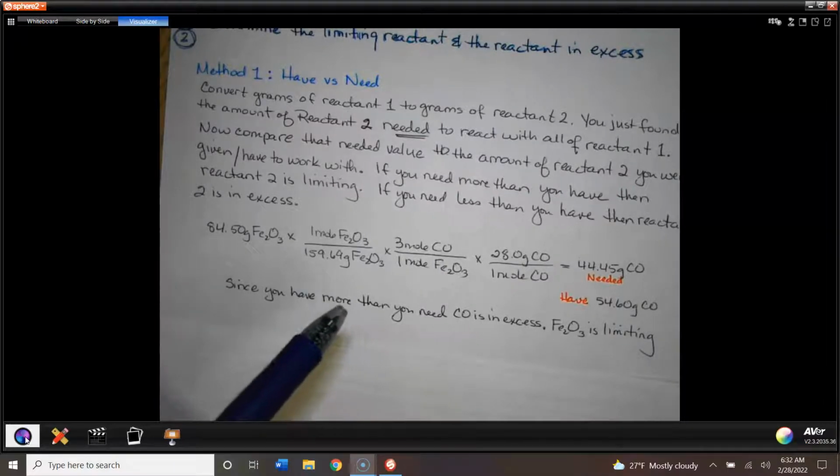This is probably the harder of the two methods, but some students like it, some students don't. I'm going to show you a second method that may make more sense.